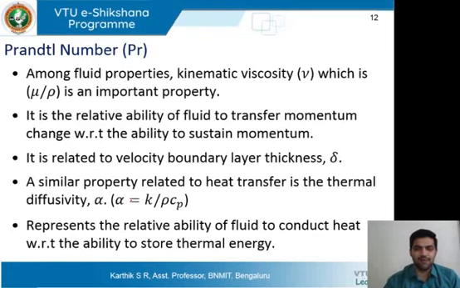So it can be proven and derived that the kinematic viscosity is related to velocity boundary layer thickness, which is given by delta. Again, the boundary layer theory was introduced to you in the fluid mechanics course itself. Now if you find an analogous property with respect to heat transfer which is similar to kinematic viscosity, you will find thermal diffusivity, which is given by K by rho Cp. In this case we will calculate this for the fluid, K by rho Cp.